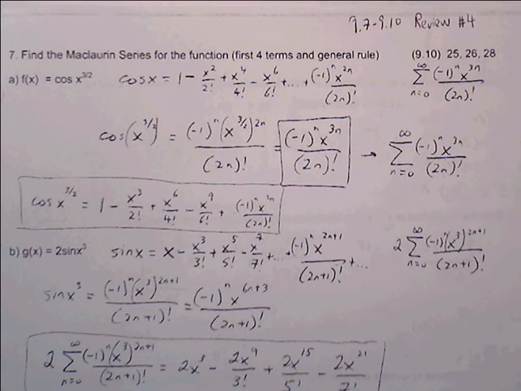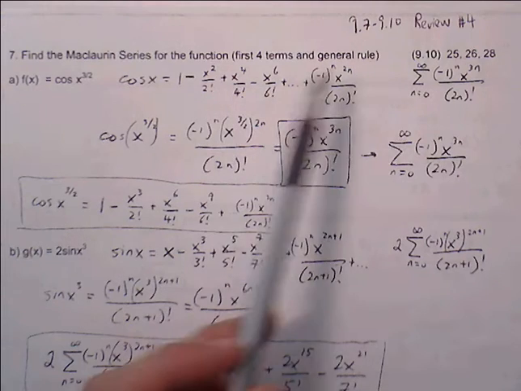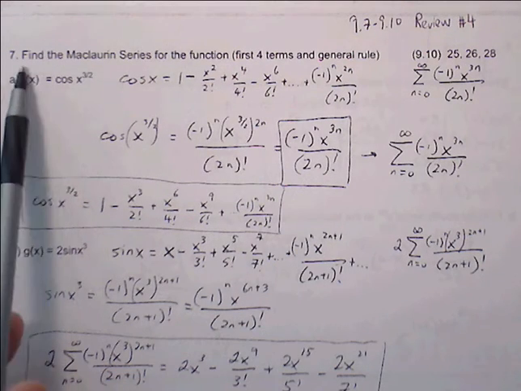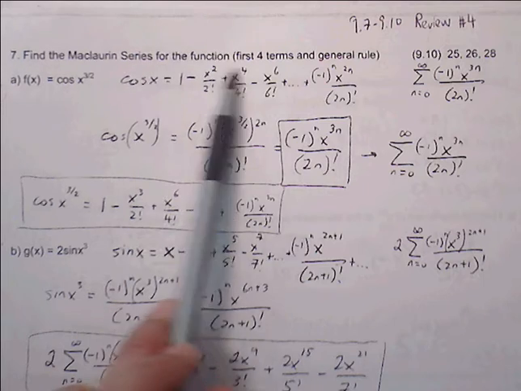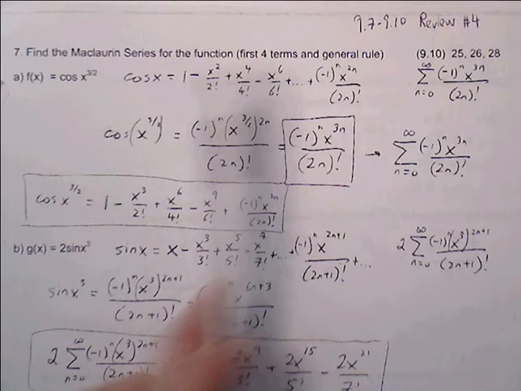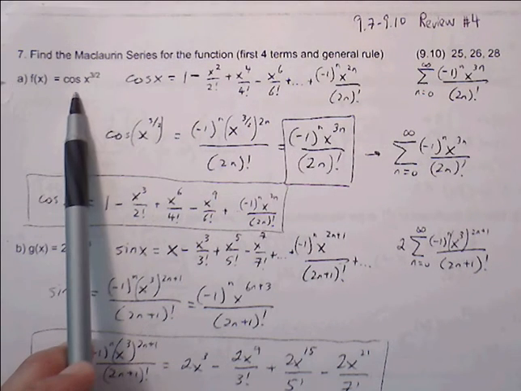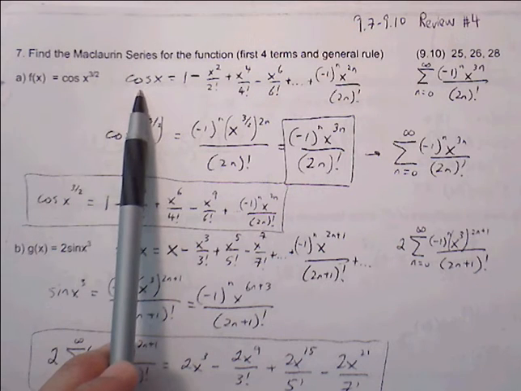We're continuing with 9.7 to 9.10. Review number 4, this is the third page here, number 7. Find the Maclaurin series for the function, so the first 4 terms and the general rule. So we need to know what the Maclaurin series for cosine of x is.